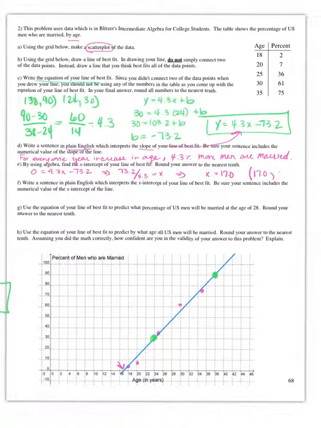Now we can interpret this point, the (17.0, 0), which says that 0% of 17-year-old men are married. We want to refer to both coordinates of our point, so both the 17 and the 0.